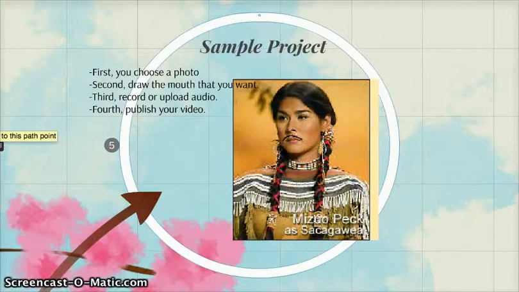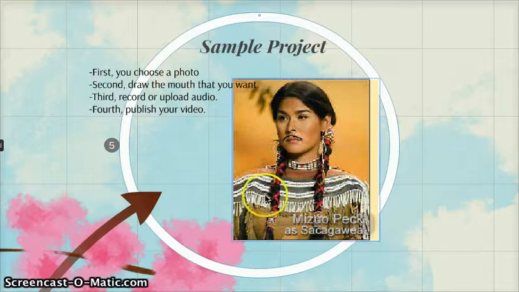So for my sample project, I went through the whole process of creating a Blabberize. First you upload the photo, as I've stated before, from your laptop. You can choose any photo you want. It doesn't search for the mouth on its own. You put the mouth where you want it. That's second, so you draw the mouth exactly where you want it. And then third, you record or upload your audio. After that, you publish your video. And so here is my video.